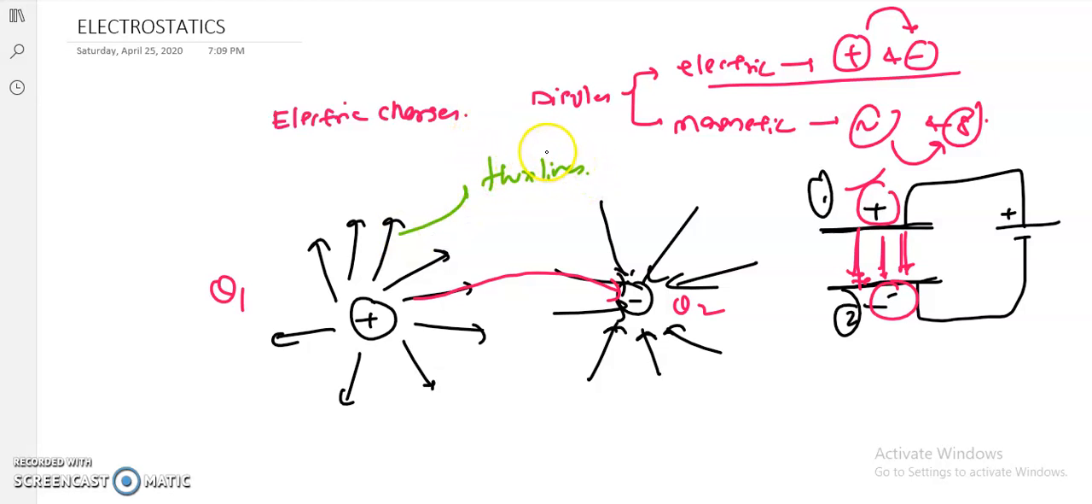Flux lines. Flux lines are mainly responsible for producing any field. If electric charged particles are there, that means positively or negatively charged particles, then electric flux lines are produced, which leads to the development of the electric field. Similarly, if you take magnetic dipoles, the flux lines are called magnetic flux lines, which flow from the north pole to the south pole and are responsible for the production of the magnetic field.